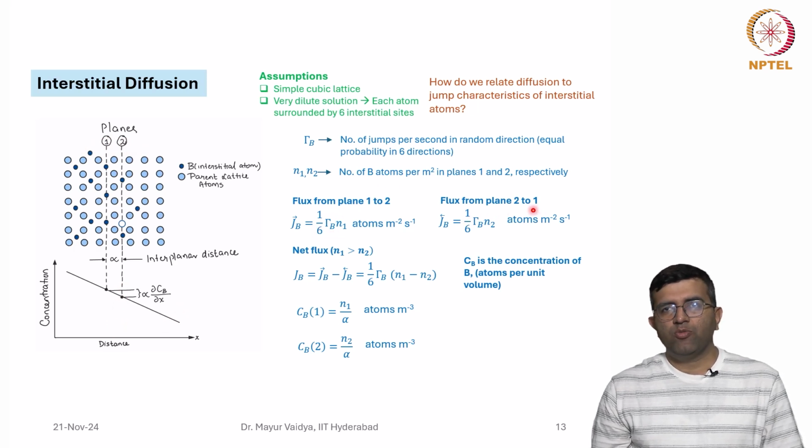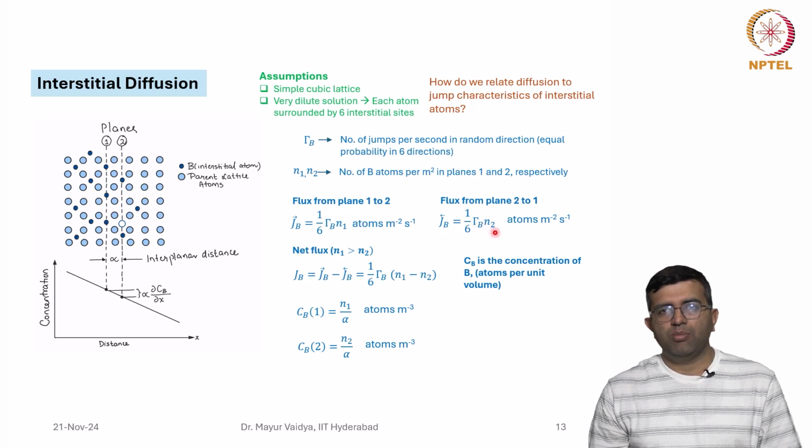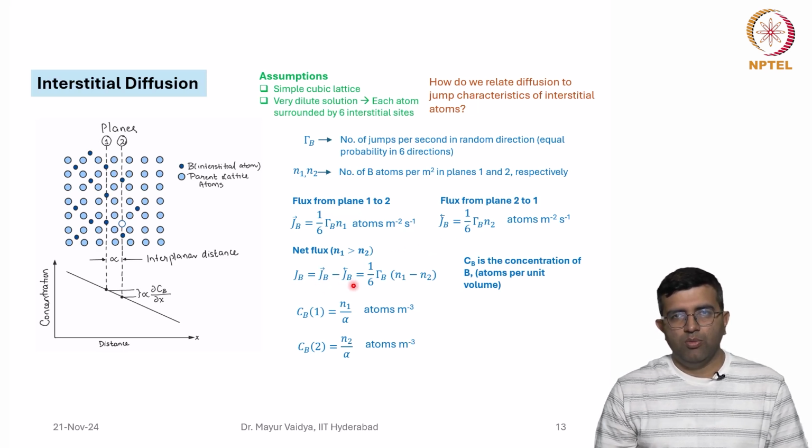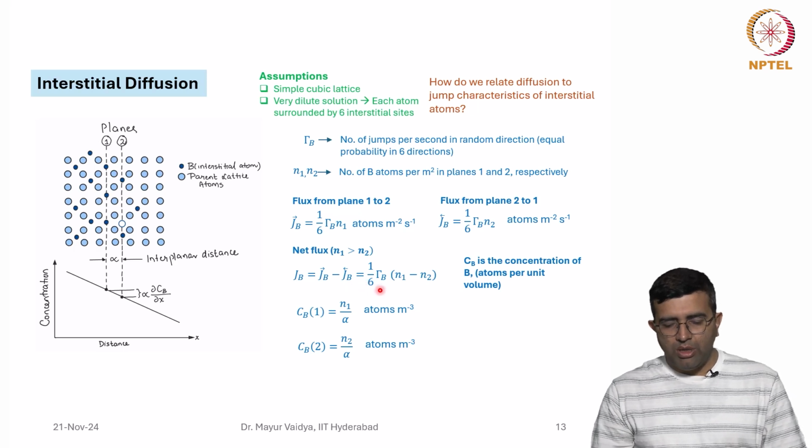And the flux from plane 2 to 1 similarly is 1 by 6 gamma B times N2. So the net flux JB is equal to JB forward minus JB reverse, which will be equal to 1 by 6 gamma B times N1 minus N2.